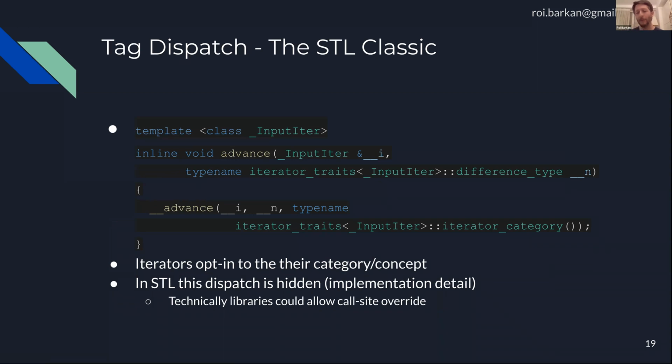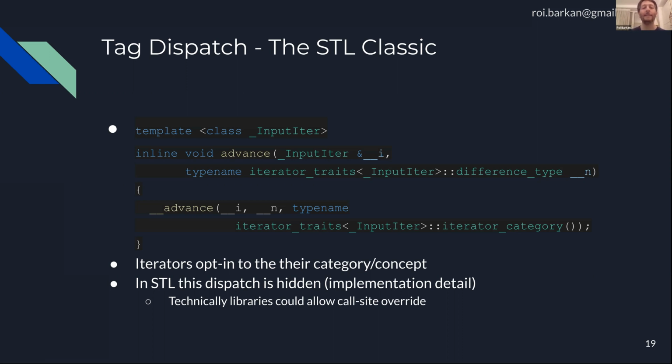Okay, and last but not least, I want to talk about another method which is called tag dispatch. As you might remember, it's part of the title of my talk, which is the STL classic way of choosing between implementations. So here's a short example that will hopefully make everything clear to us. This is the implementation of the advance algorithm from the iterator header. Advance is a very, very simple algorithm. It takes an iterator and a length, and it basically wants to move the iterator forward n steps.